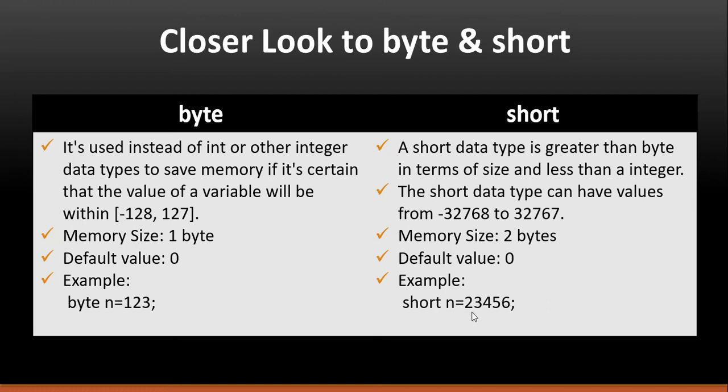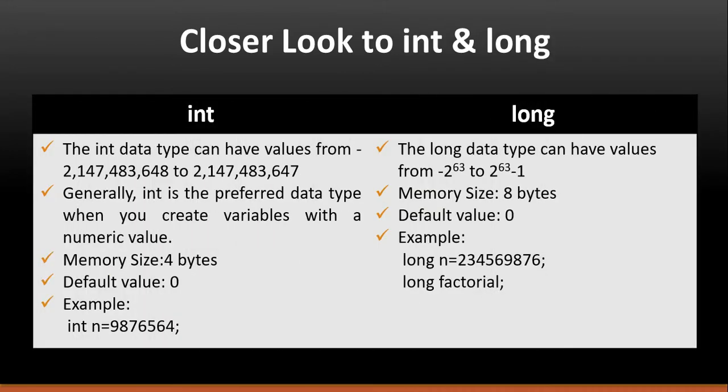Suppose I want to store value like 23,456, then I can use short data type. The memory reserved for short data type is 2 bytes and the default value it takes is what? 0. Next we have int and long.